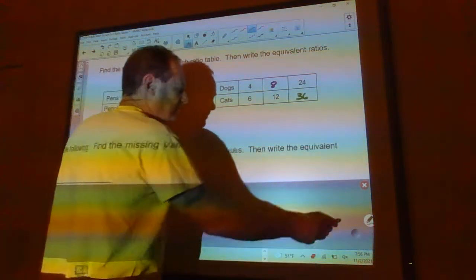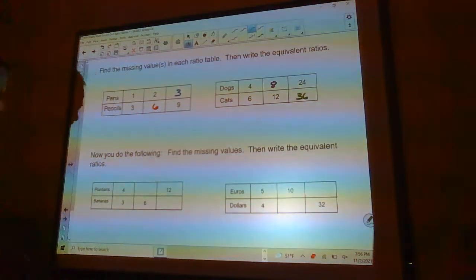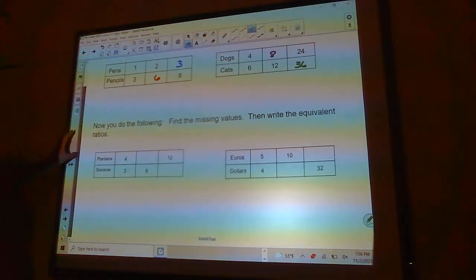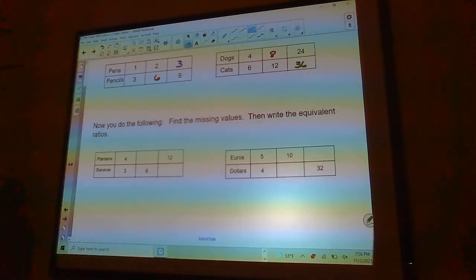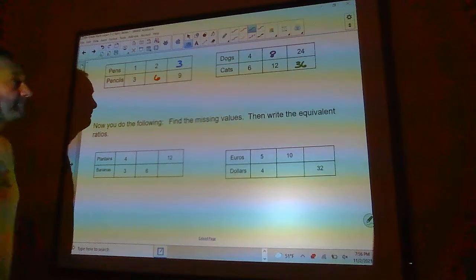Okay, so here's one for you to do. There's actually 2 for you to do. Find the missing values just like I did up here. Go ahead and pause the video, do these, and then jump back on and compare how you did with what I got.